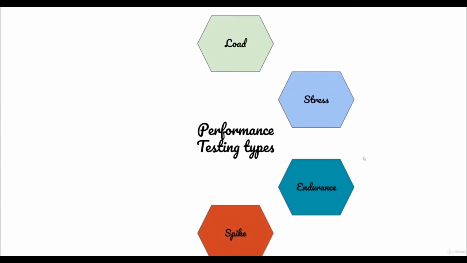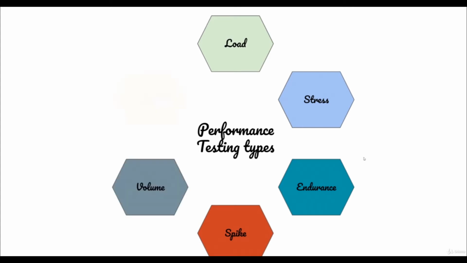Next one is spike testing. It will basically test the software's reaction to sudden large spikes in load generated by users. Next one is volume testing. Under volume testing, a large amount of data is populated in a database and the overall software system behavior is monitored. The objective is to check the software application's performance under varying database volumes.